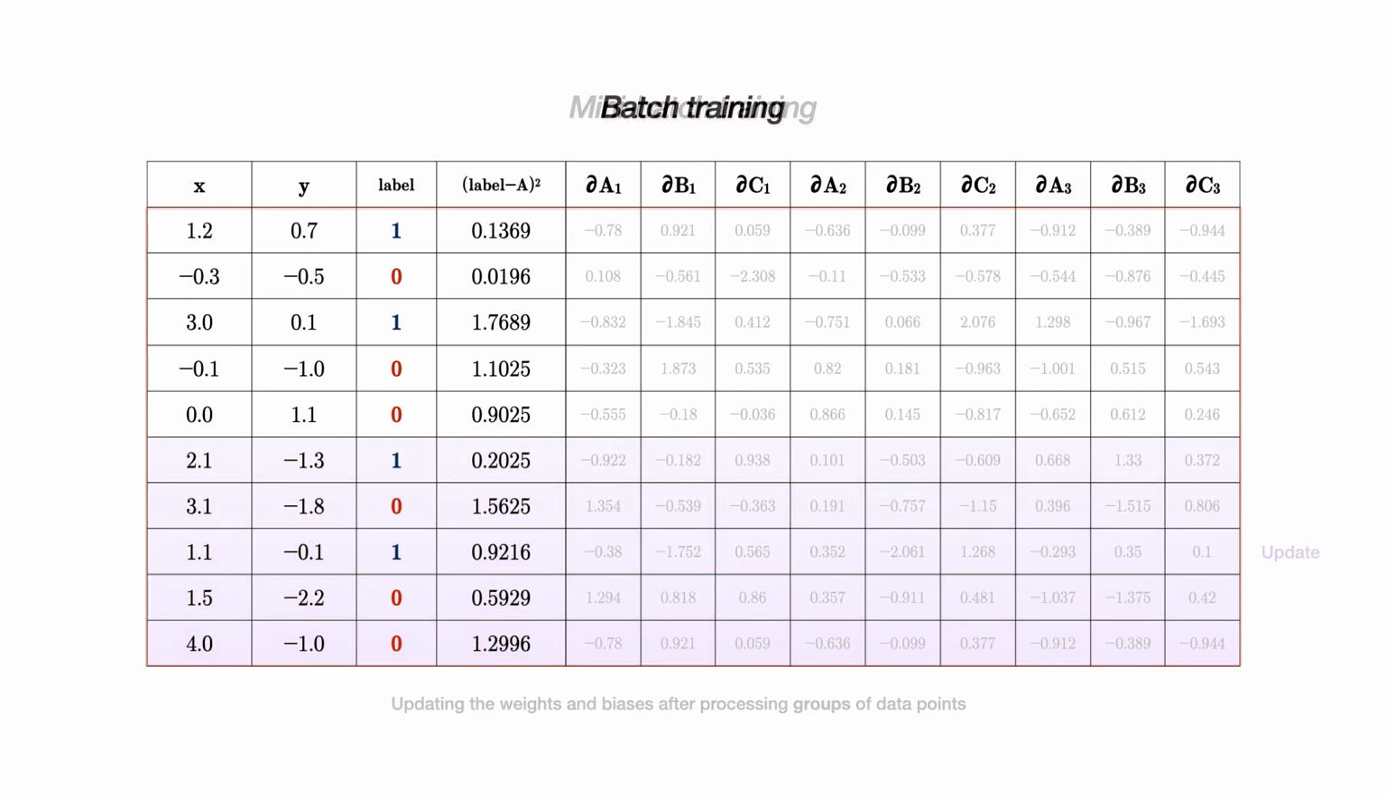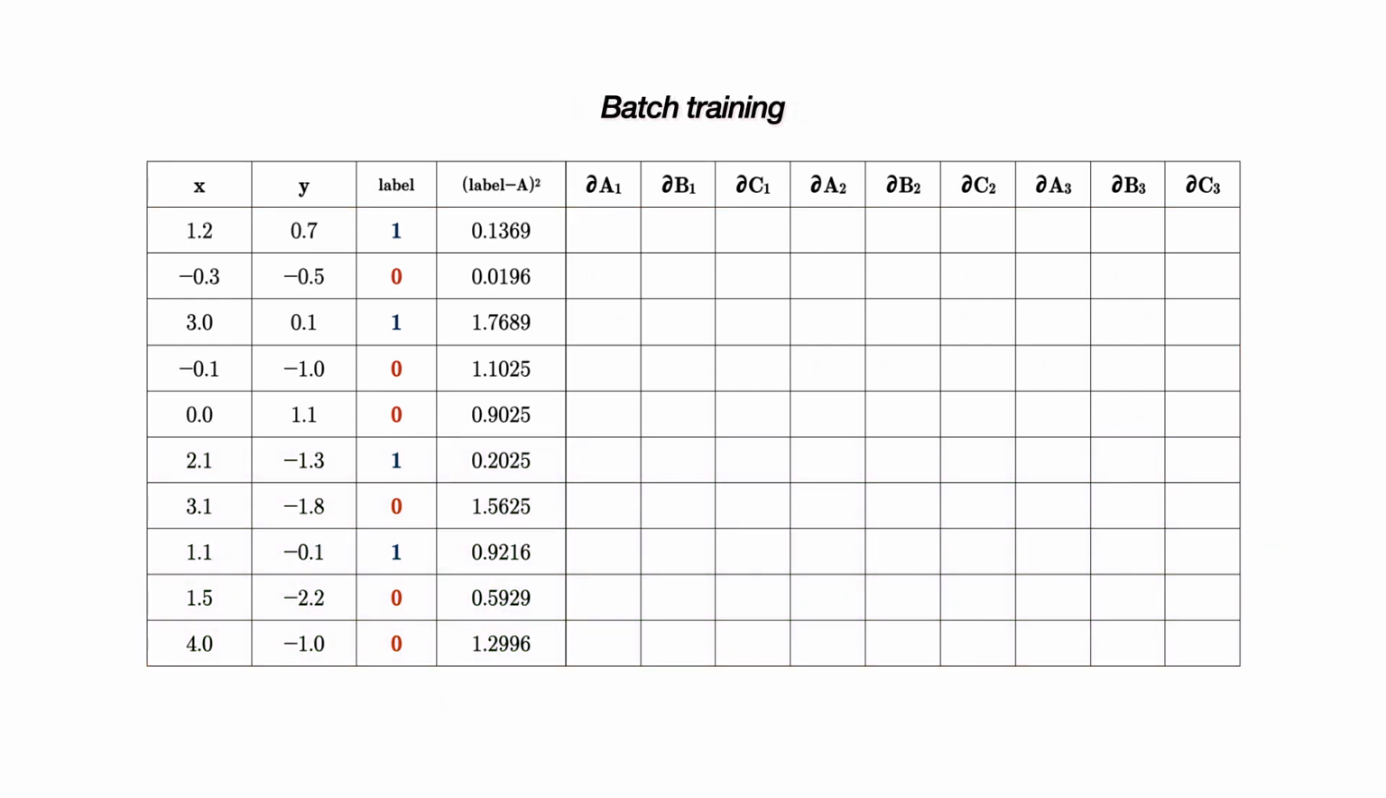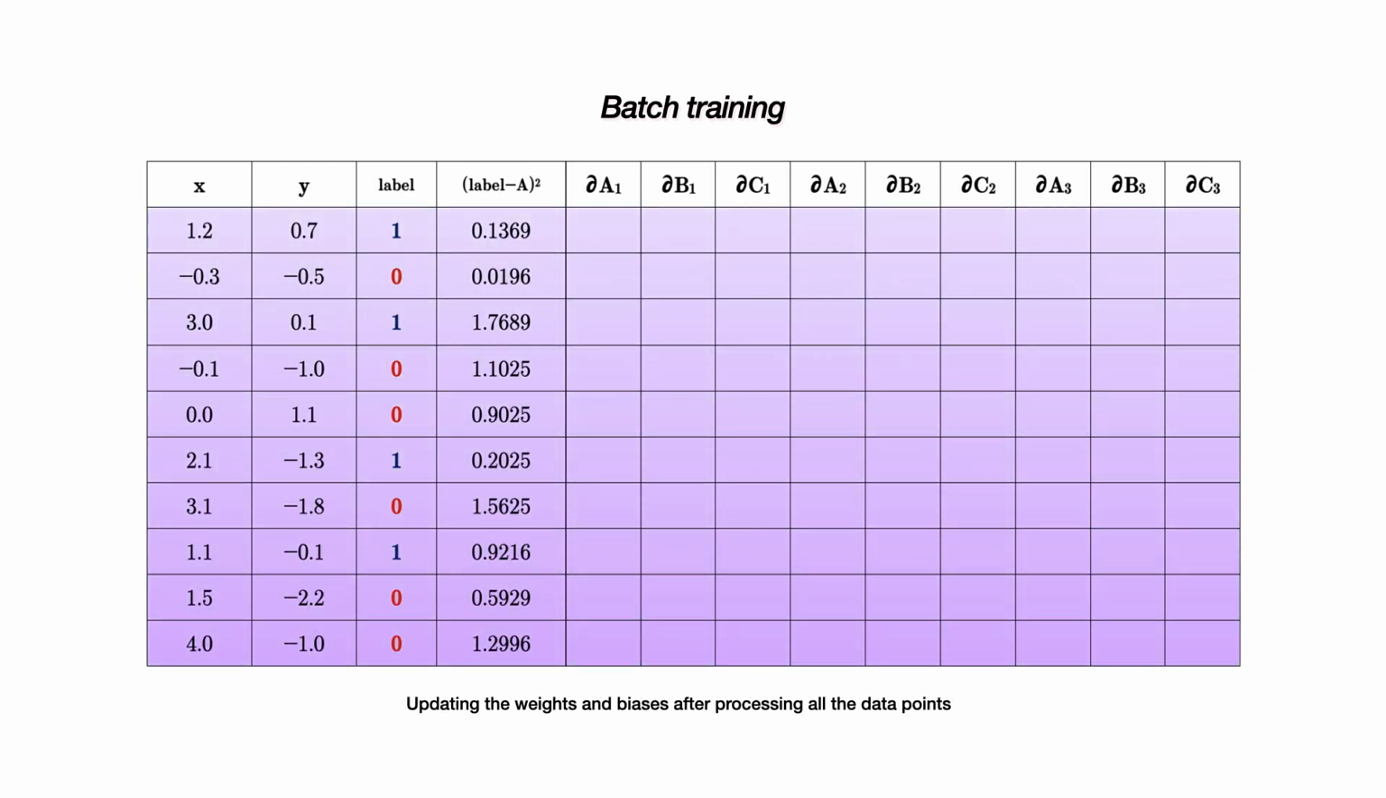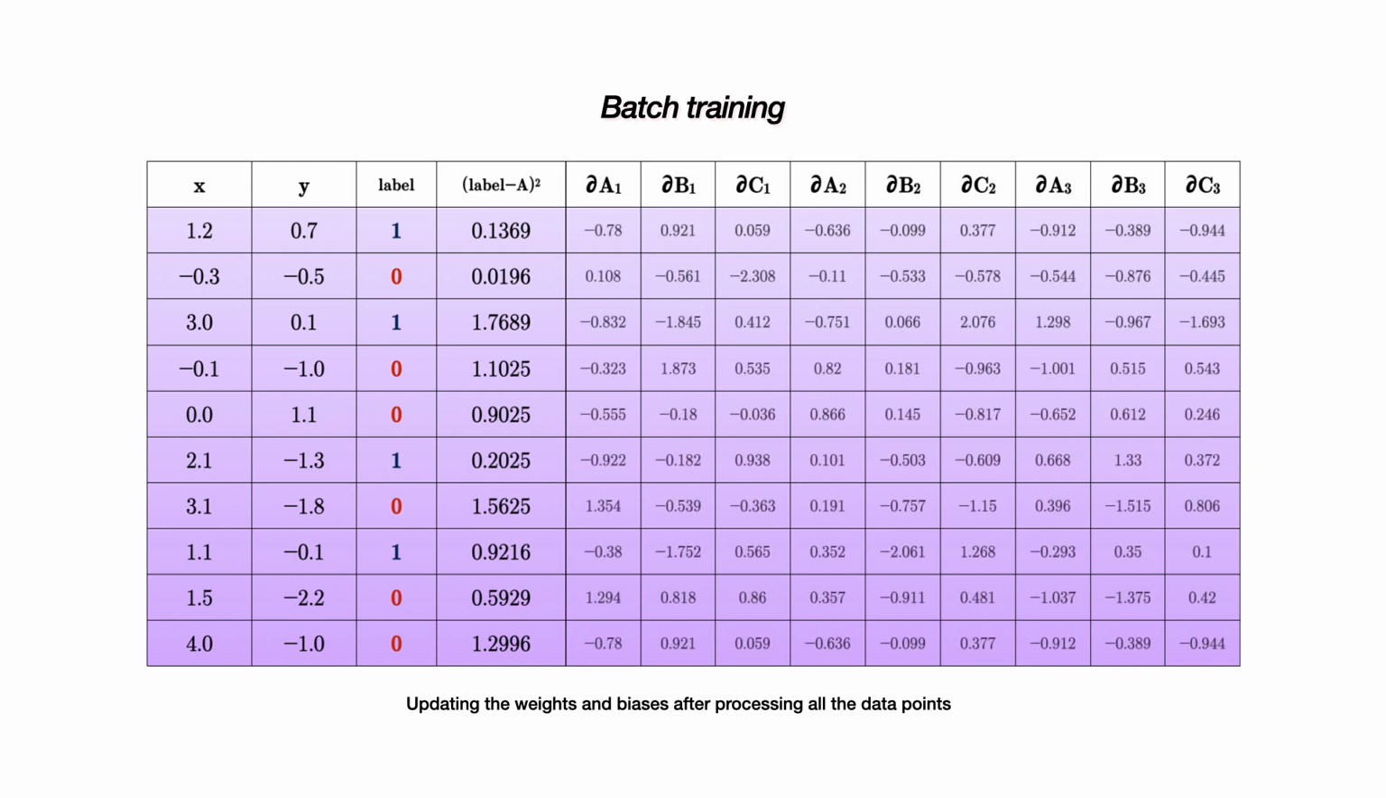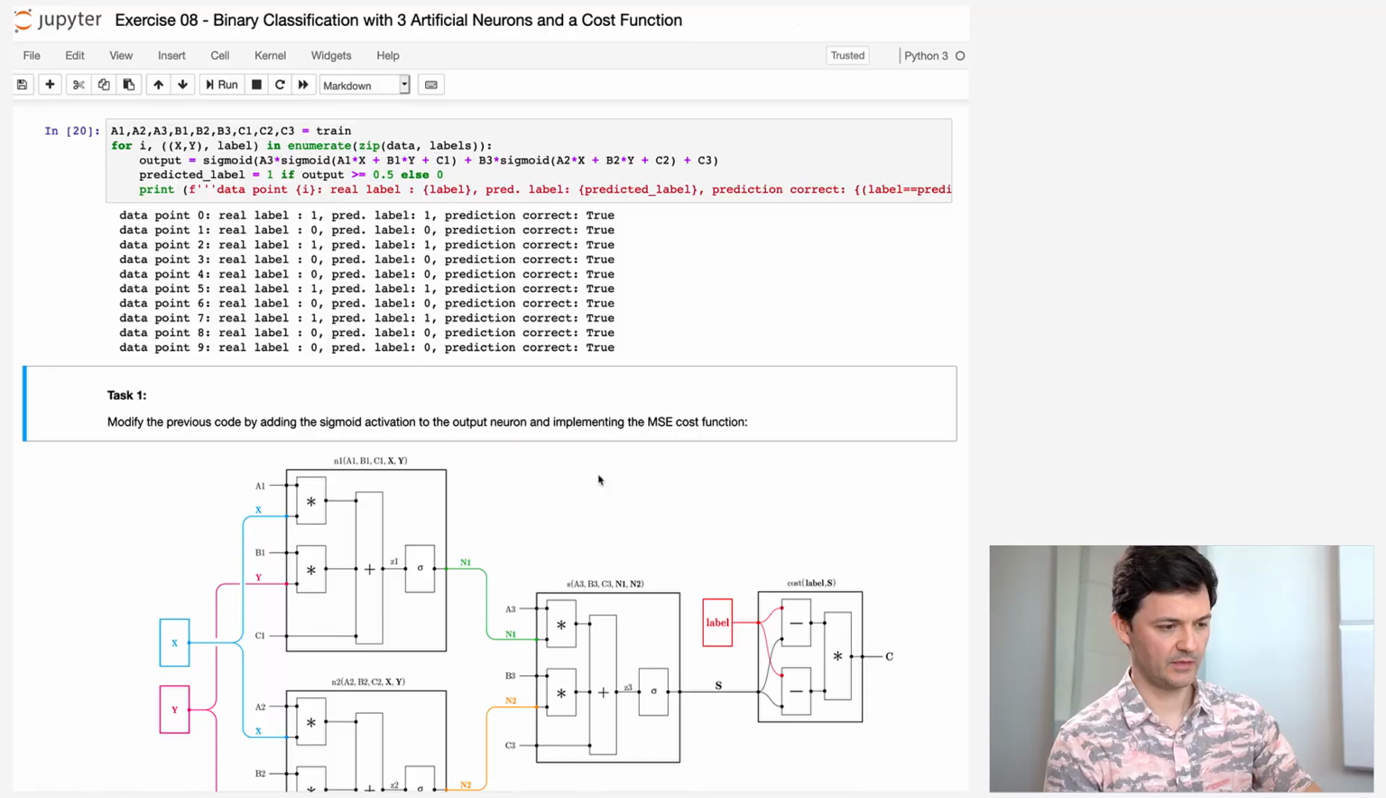Finally, we have batch training, which simply means we should update weights and biases after processing all the data points once. So in our case, we compute the average gradient for 10 data points, because this is how many data points we have, and then we update the weights and biases. Well, in this case, one epoch corresponds to one batch. And this will actually be the training that we will practice today.